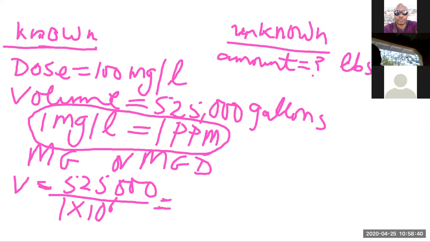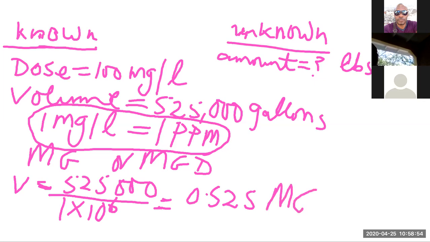And your calculator is still a bright piece of device you have there. You should have it handy. So that is 0.525 million gallons. I want us to remember that.